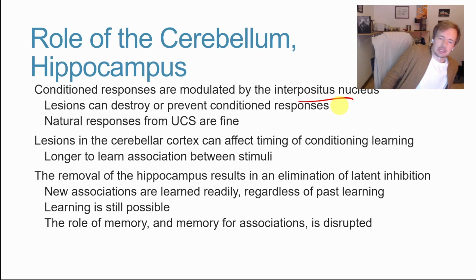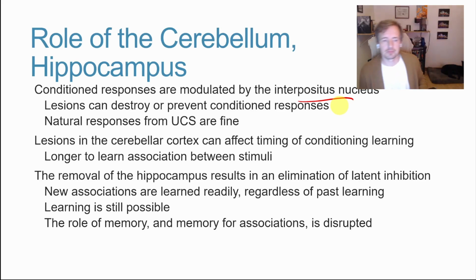Yeah, I don't know what to tell you about that. I was going to say, I'll tell you everything I know about the interpositus nucleus. It's very nondescript. And it's a deep brain structure. So it's not one that's going to be used in like higher order cognition, like language or problem solving or love or anything like that.